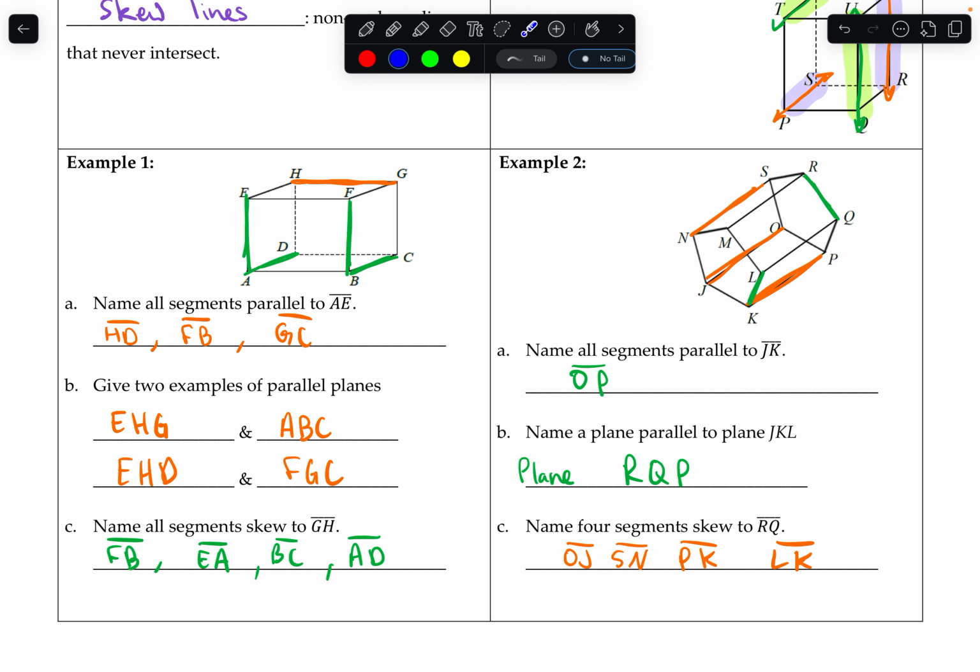This one's parallel. NM is skew, and everything over here is on the same plane, so we can't use any of those. These intersect, so this one's parallel, so everything else would be considered skew. So plenty of lines to choose from, but there's 4 right there.